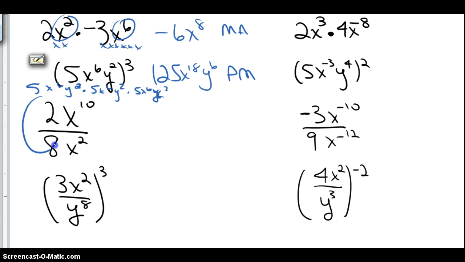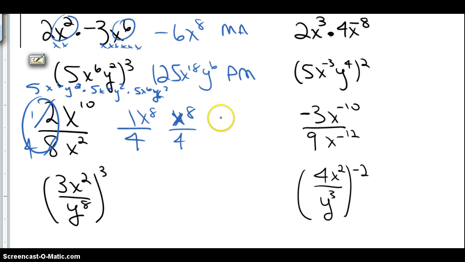Division, numbers are normal, so this goes in there once, that goes in there 4 times, so we have 1/4. Here you have 10 x's and 2 x's, so when you cancel, you get 8. So x, x, x, x, x, x, x, x, x, x, 10 of them, and 2 down here, they cancel, 8 left up here. Again, the 1's optional, so if you just want to put x to the 8th over 4, that works also. And when you divide, you subtract your exponents.